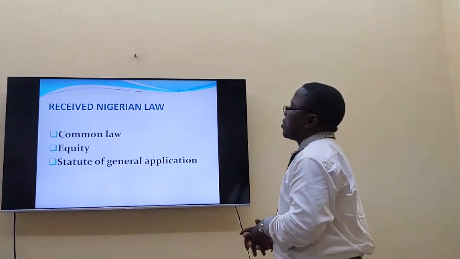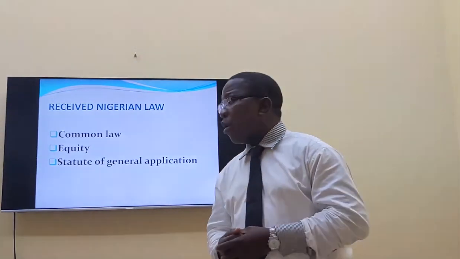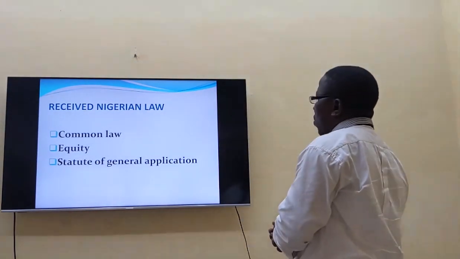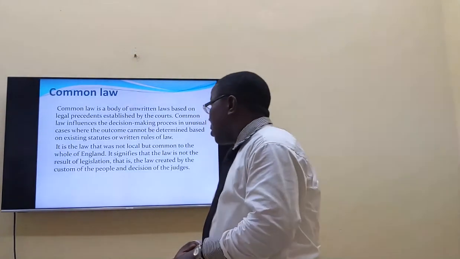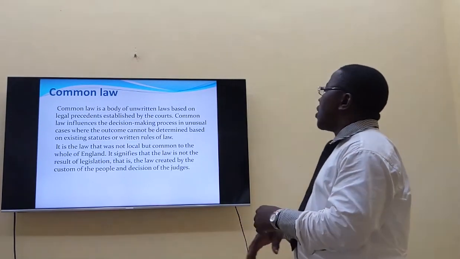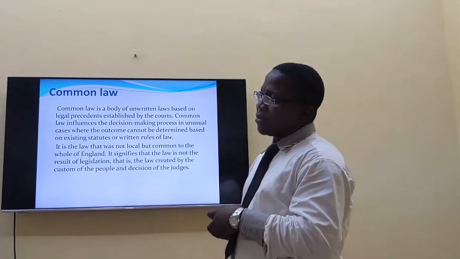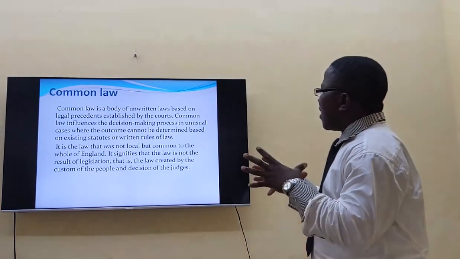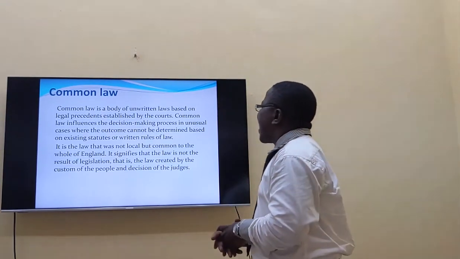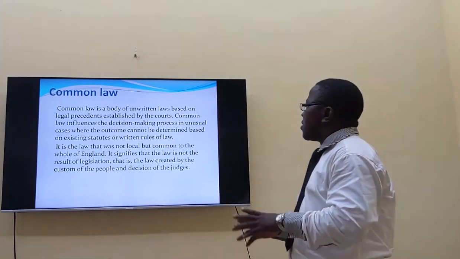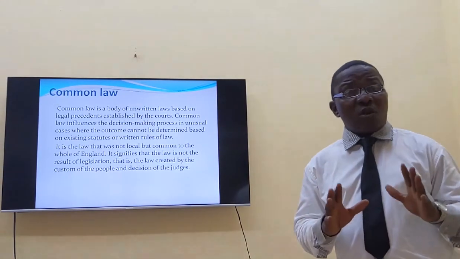Received English laws. Under received English laws, we have common law, we have equity, and we equally have statutes of general application. Common law. Common law is a body of unwritten laws based on the legal precedents established by courts. Common law influences the decision-making processes in unusual cases where the outcome cannot be determined based on the existing statutes and written rules. So this is what common law is all about.